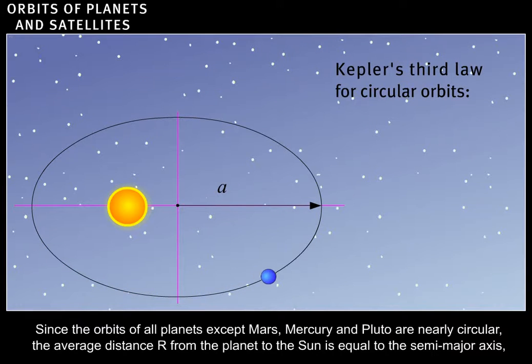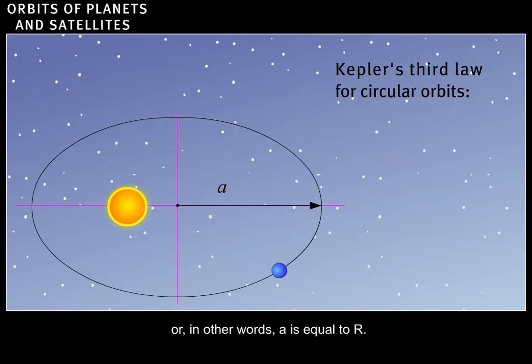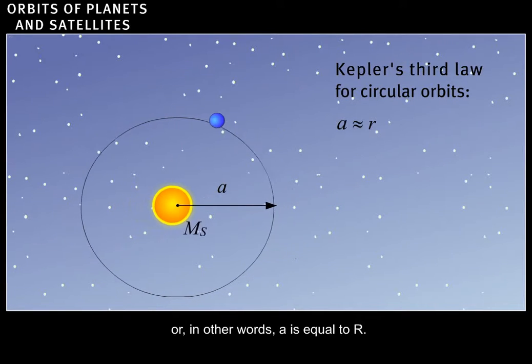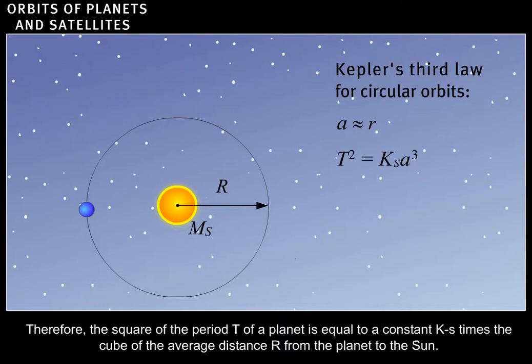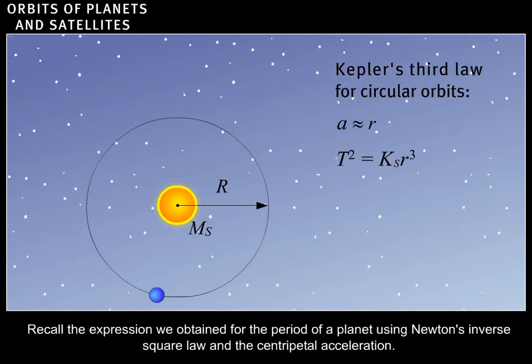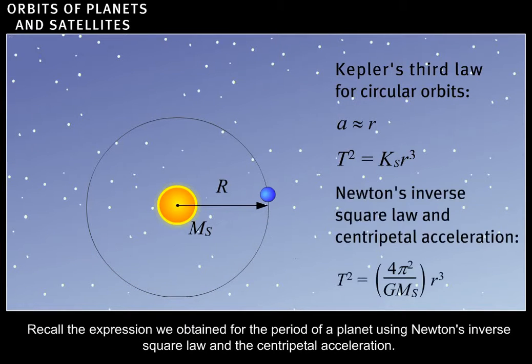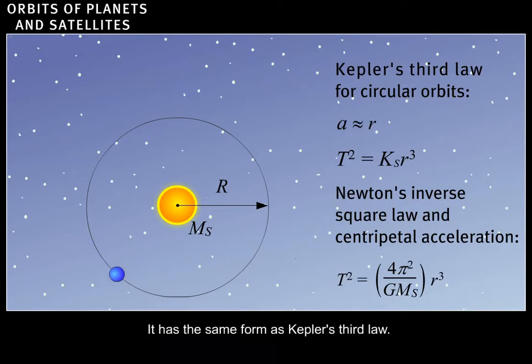Since the orbits of all planets except Mars, Mercury, and Pluto are nearly circular, the average distance r from the planet to the Sun is equal to the semi-major axis, or, in other words, a is equal to r. Therefore, the square of the period T of a planet is equal to a constant Ks times the cube of the average distance r from the planet to the Sun. Recall the expression we obtained for the period of a planet using Newton's inverse square law and centripetal acceleration. It has the same form as Kepler's third law.